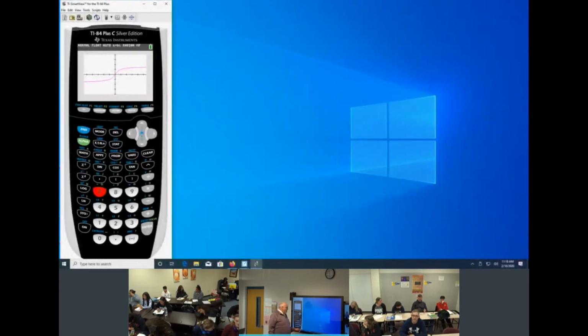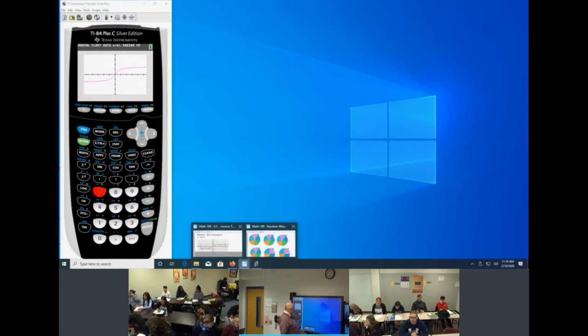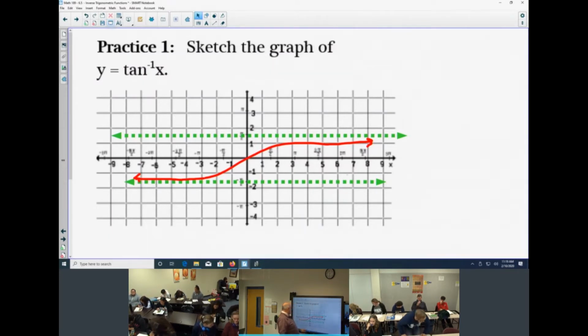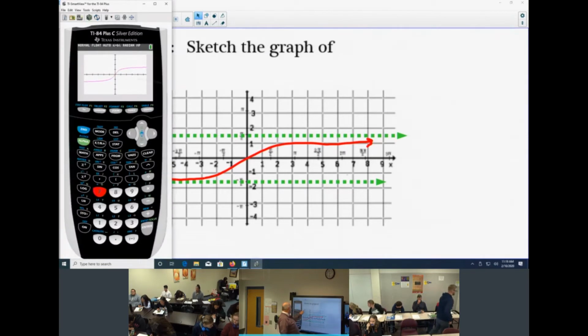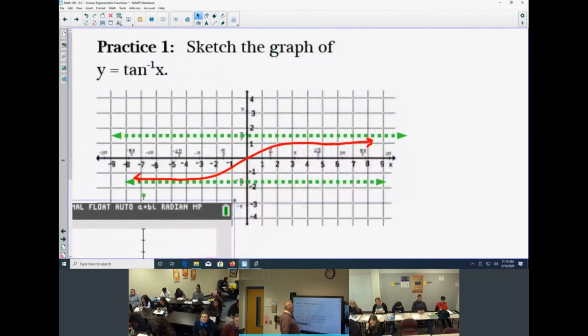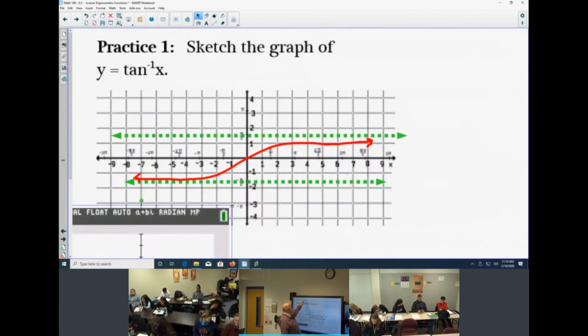Now, when you write it on your paper, what I want is, it actually has two horizontal asymptotes here. And I want you to have these points labeled. And this is actually at pi halves and negative pi halves.